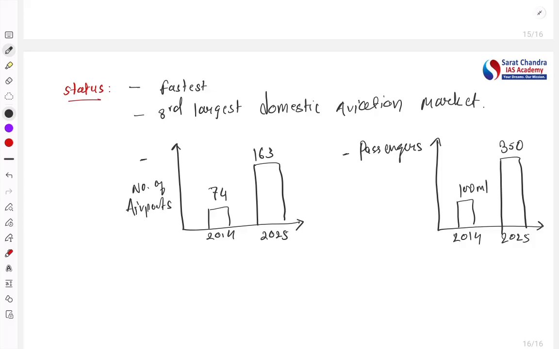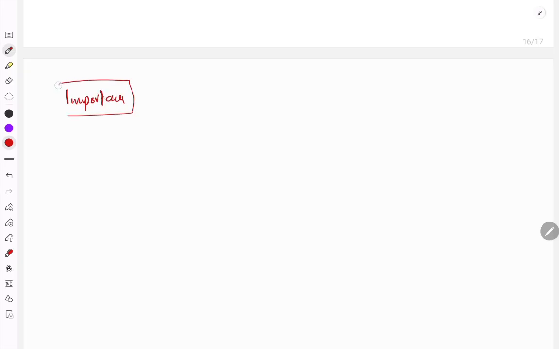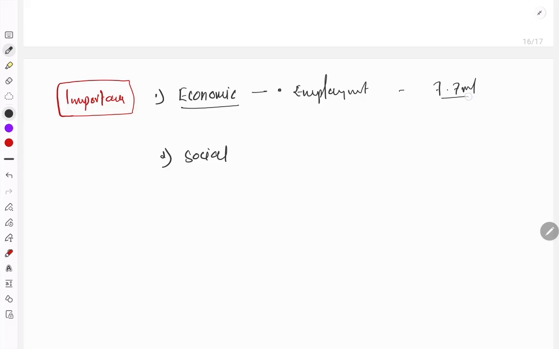Next point we have to discuss here is what is the importance of this aviation sector. Aviation sector is very important from different dimensions. First is the economic dimension. It is important in the social dimension also. Economic dimension is important because it creates employment opportunities. Around 7.7 million people are directly or indirectly employed in this particular sector.